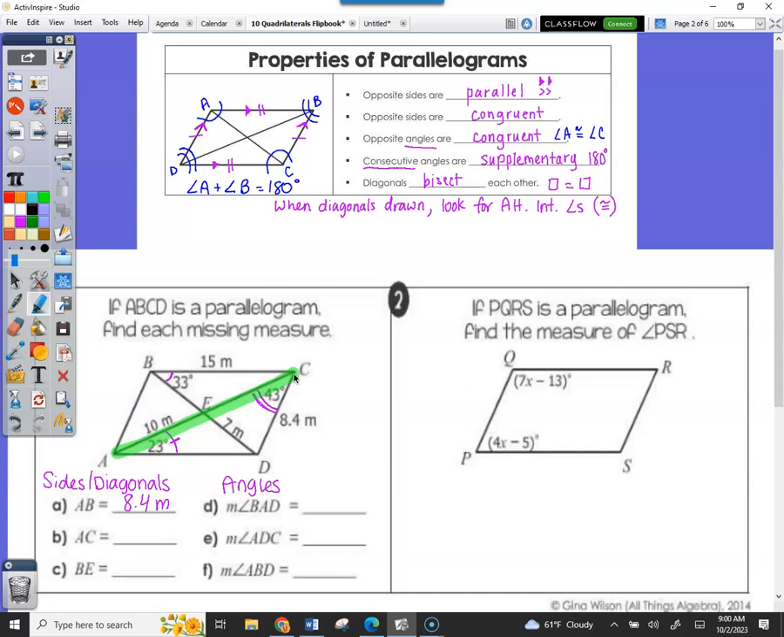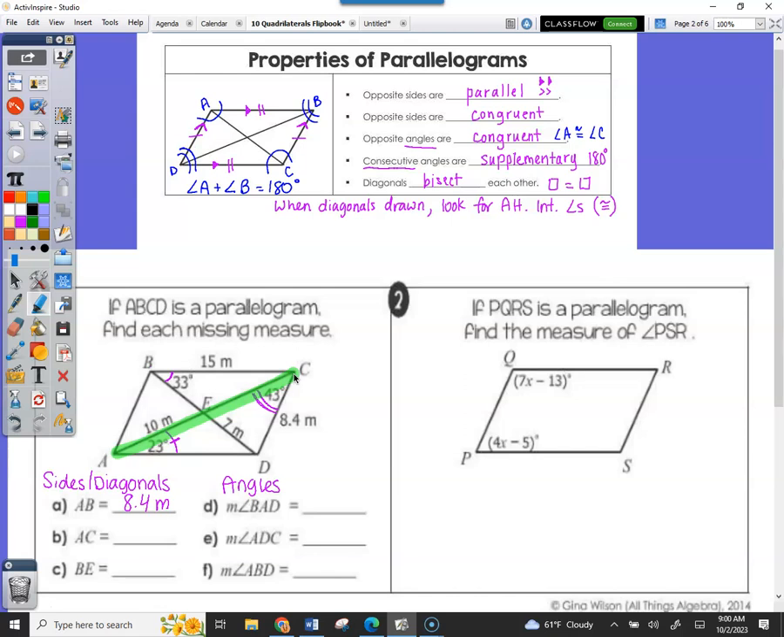Well, what part of the shape is that? Is it a side or a diagonal? It's a diagonal. Go to your properties. What do you know about diagonals? What does the property say about diagonals? They bisect each other. Bisect means cut in half.